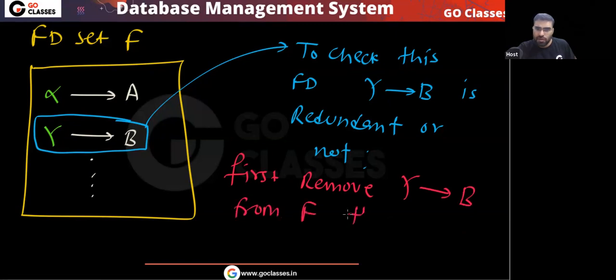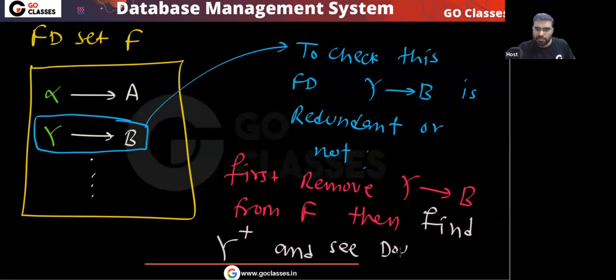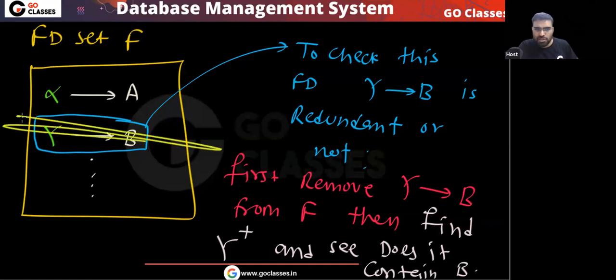Then you find gamma plus. Gamma plus and C, does it contain B? Is this clear? So first you just remove this FD. Then you check the remaining FDs. From the remaining FDs, can this gamma determine B?